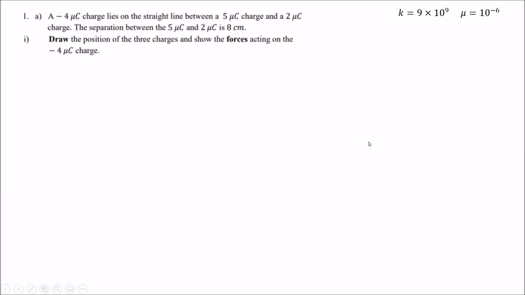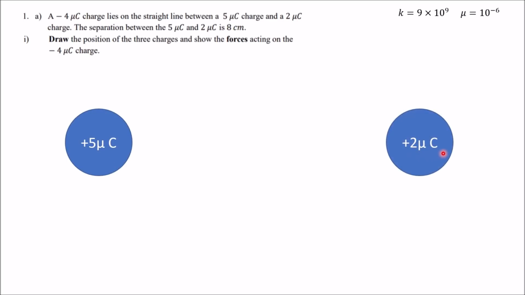So 1a. A negative 4 microcoulomb charge lies on a straight line between a 5 microcoulomb charge and a 2 microcoulomb charge. The separation between the 5 microcoulomb charge and 2 microcoulomb charge is 8 cm. So it asks us to draw the position of three charges. So first, let's draw the positive 5 microcoulomb charge over here, and then a 2 microcoulomb charge over here. And then there's a negative 4 microcoulomb charge in between them, so in the middle. And then the question asks us to show the forces acting on the negative 4 microcoulomb charge.